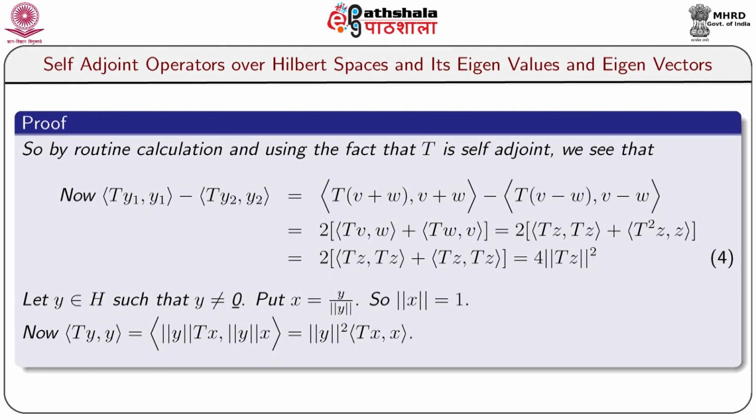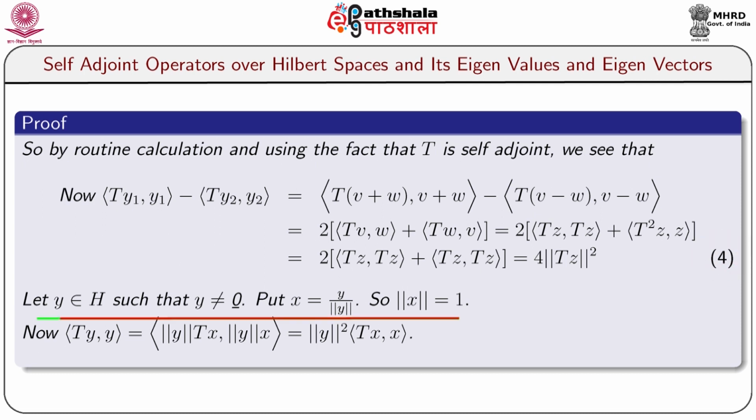So, by routine calculation and using the fact that T is self-adjoint, we see that ⟨Ty1, y1⟩ minus ⟨Ty2, y2⟩, which is equal to ⟨T(v+w), v+w⟩ minus ⟨T(v−w), v−w⟩, which is equal to 2 times (⟨Tv, w⟩ plus ⟨Tw, v⟩), which is equal to 2 times (⟨Tz, Tz⟩ plus ⟨T²z, z⟩), which is equal to 2 times (⟨Tz, Tz⟩ plus ⟨Tz, Tz⟩), which is equal to 4 times norm Tz square. This is equation number 4.